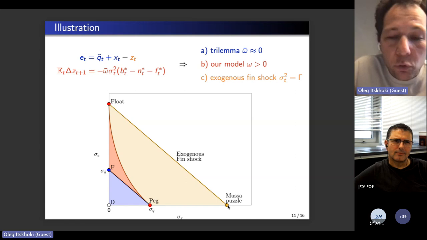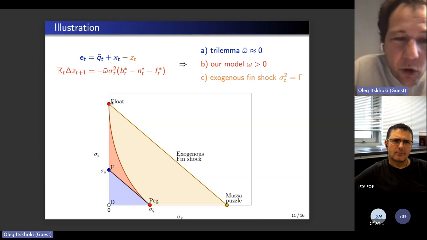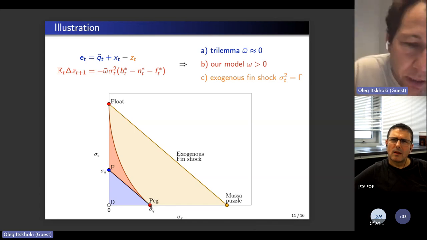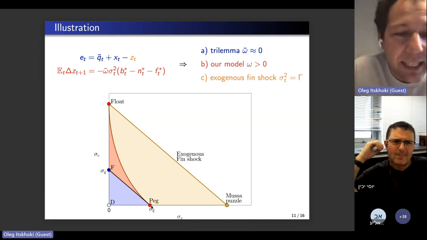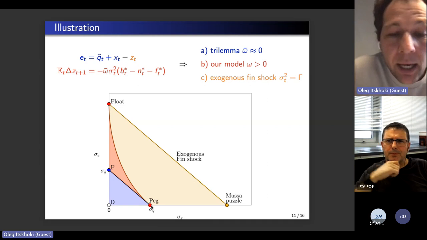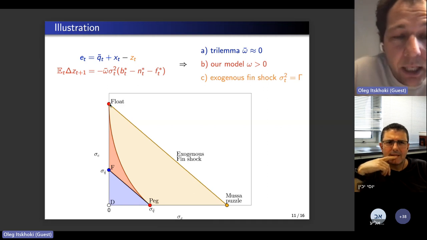In the data, you can go to a full peg without transferring all of this inefficient volatility in the exchange rate into macroeconomic quantities. The peg is inefficient because you have volatility in the output gap, but you don't have that crazy 10% a year volatility in macroeconomic aggregates like we see in the exchange rate here.